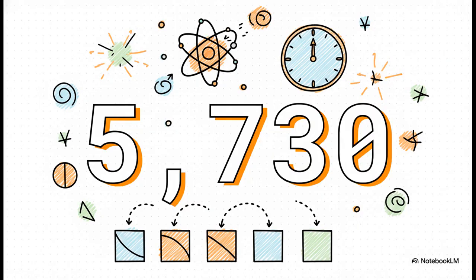And this whole amazing process is possible because we know this one magic number, the half-life of carbon-14. Every 5,730 years, exactly half of the carbon-14 in a sample will have decayed away. It is one of nature's most reliable and incredible clocks.